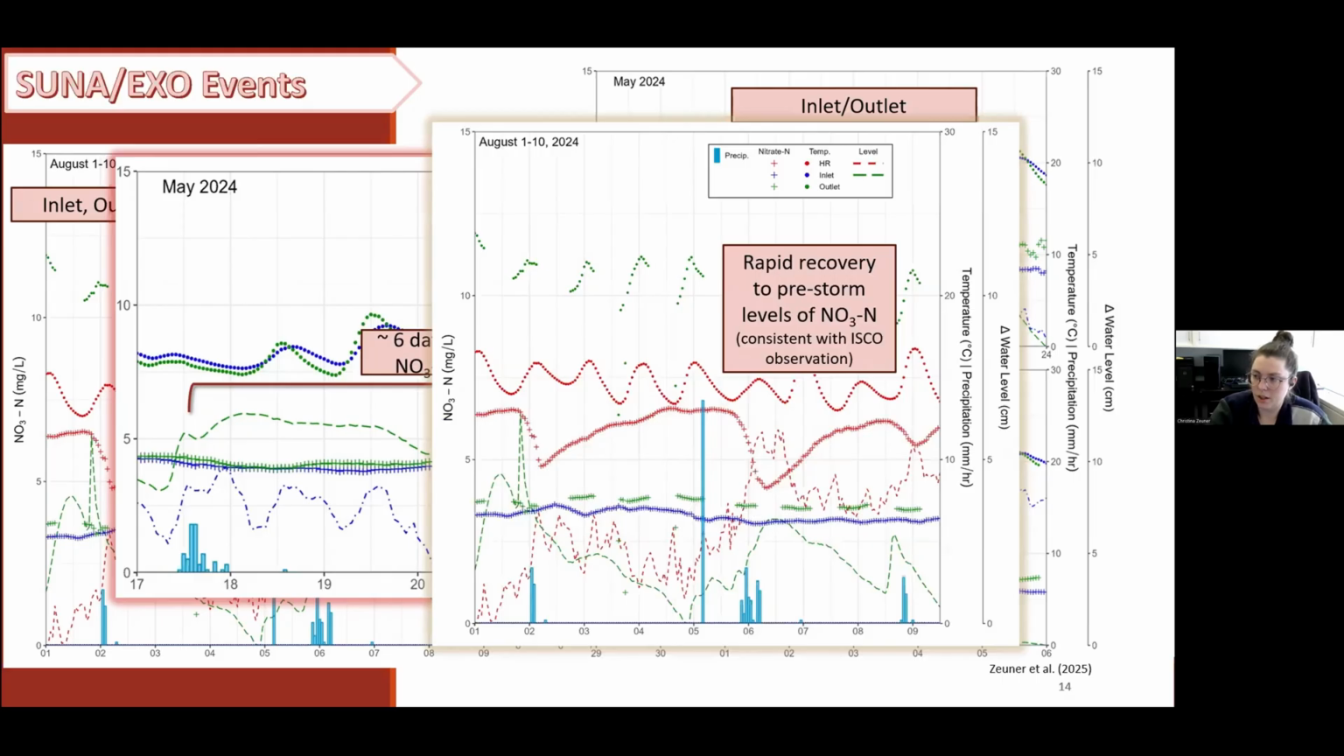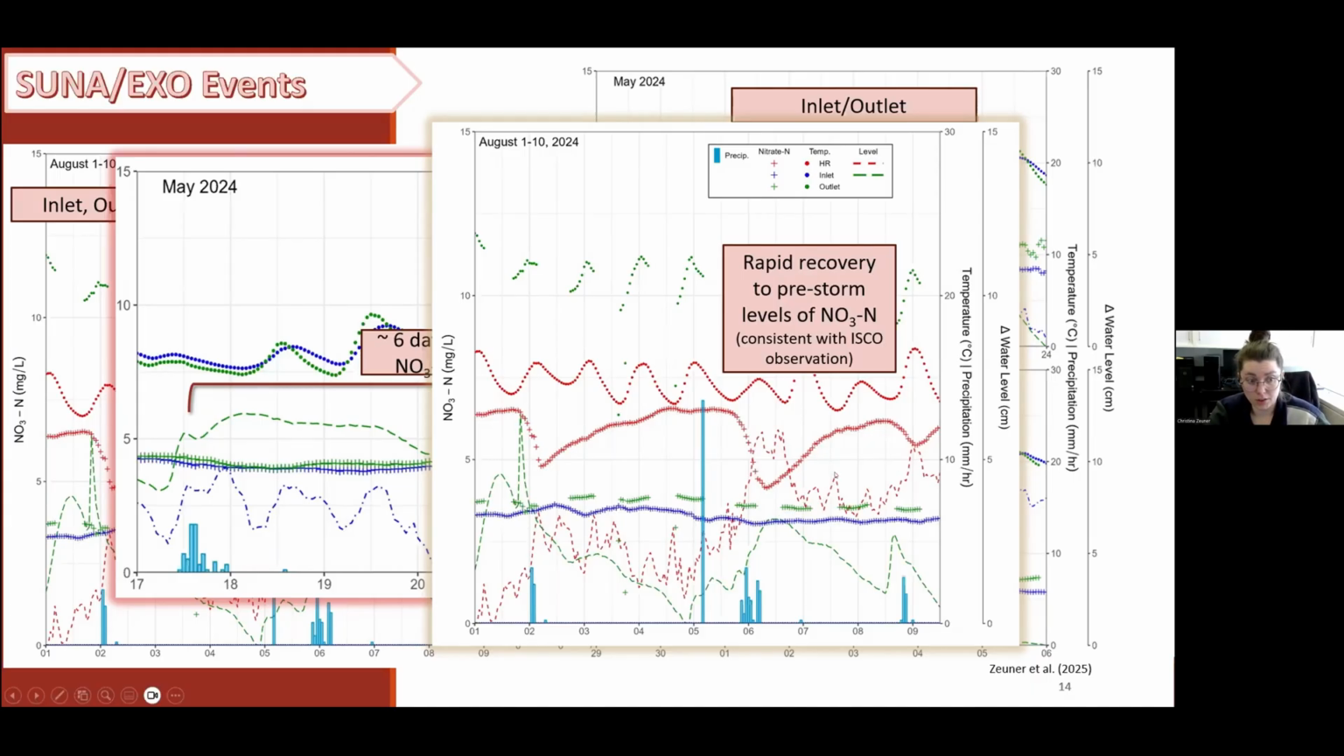So then when we take a look, which is kind of interesting, at the SUNA station, which we had placed at the high resolution site, so the same location where we have our ISCO set up. There we can see in red here a very clear drop in nitrate concentration during storm events, and then a pretty quick response back to the pre-storm levels, which is actually very similar to what we saw with the ISCO in the spring events.